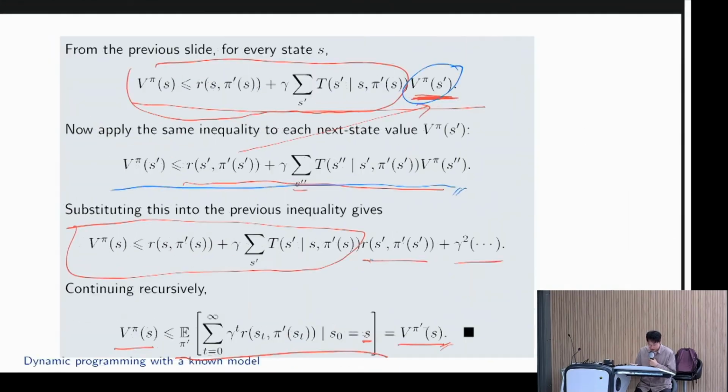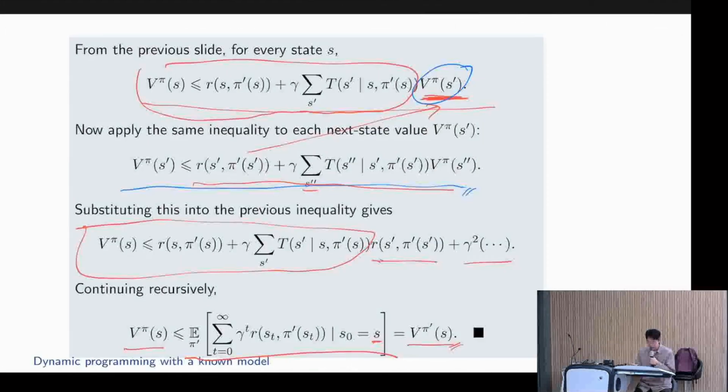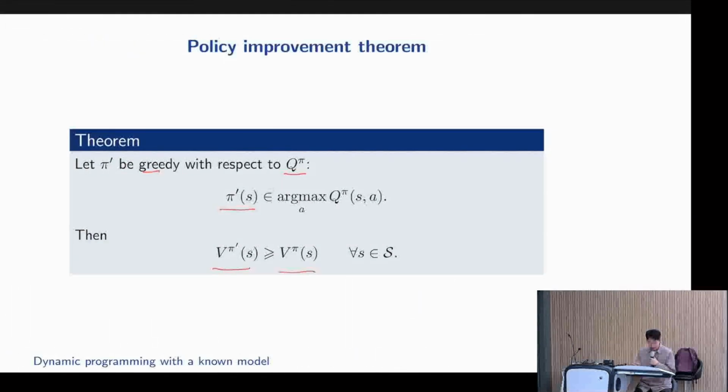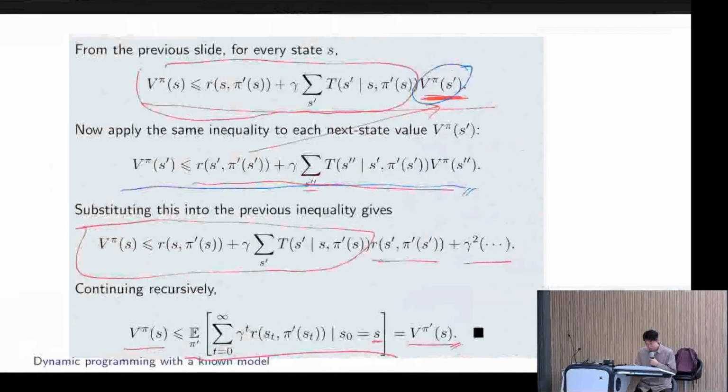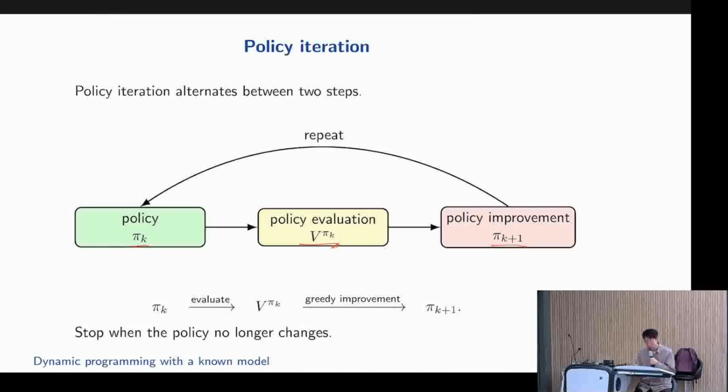So we have established the fact that if we repeat this cycle, the values for all states will only get better and better, but we haven't really talked about why this converges to the optimum.